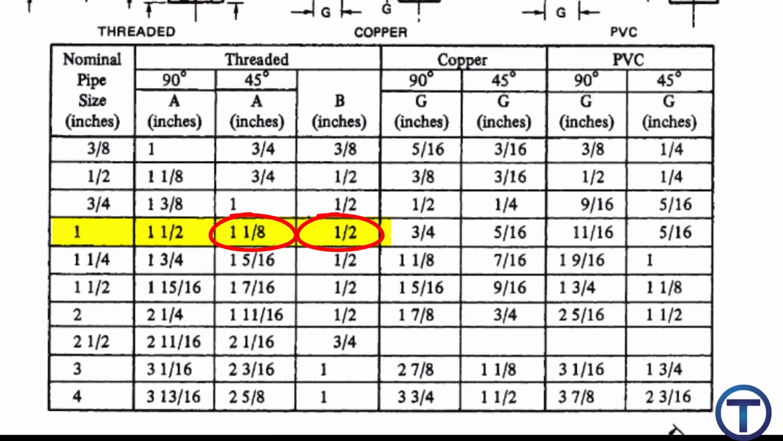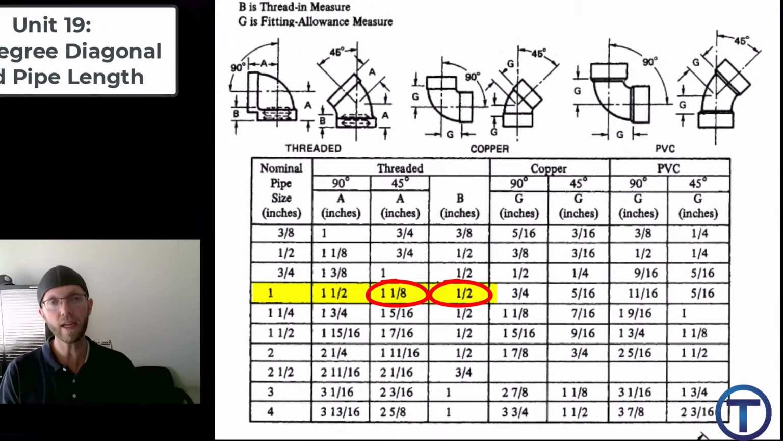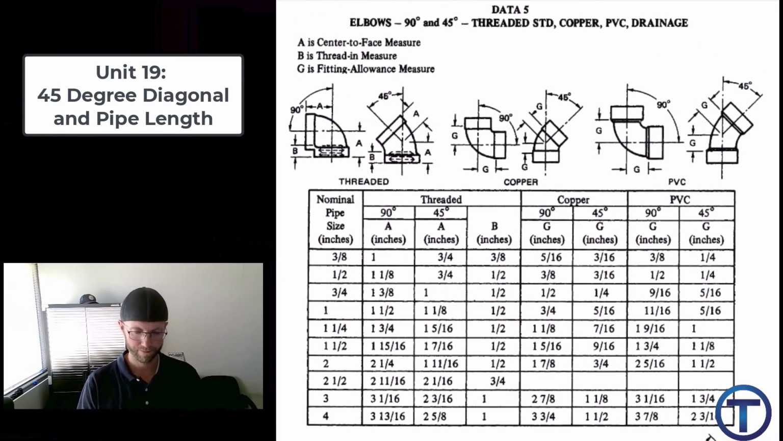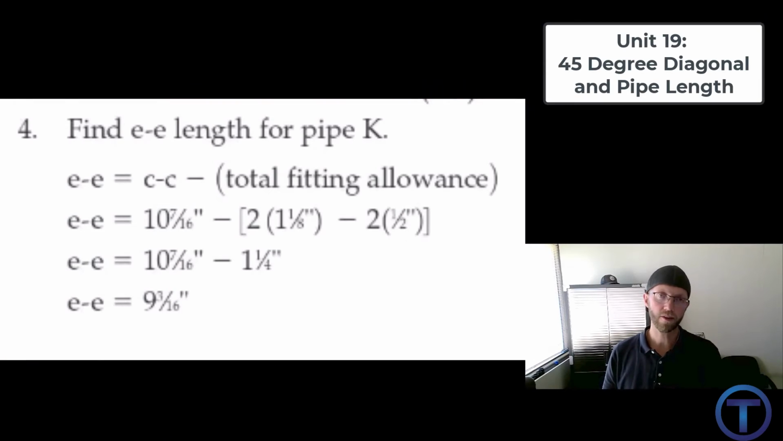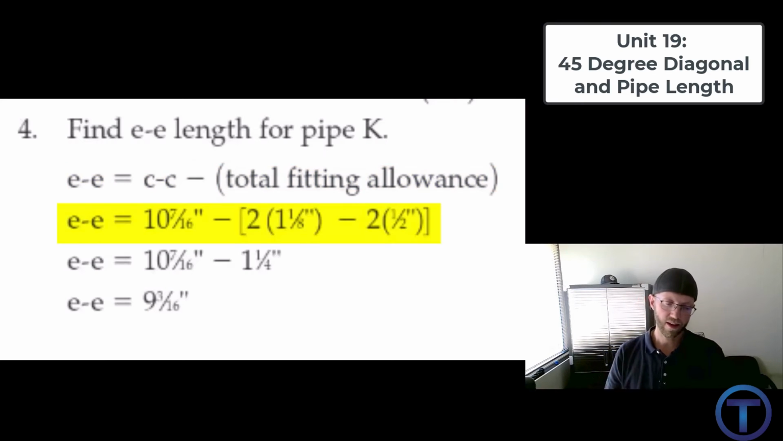So for each side, for each 45, we're going to take 1 1/8 minus 1/2. That's going to end up giving us 5/8. We're going to subtract 5/8 for each of those fittings. Step 4 here is going to give us our end-to-end measurement. End to end equals center to center minus the fitting allowances. We know that. In this case, end to end equals 10 7/16.